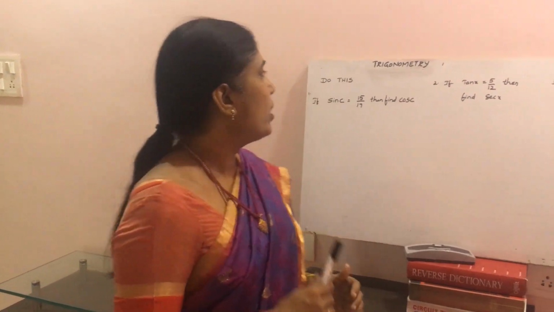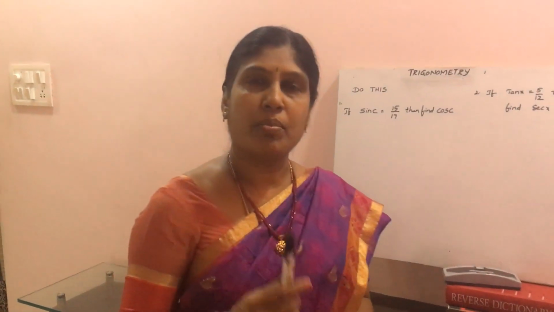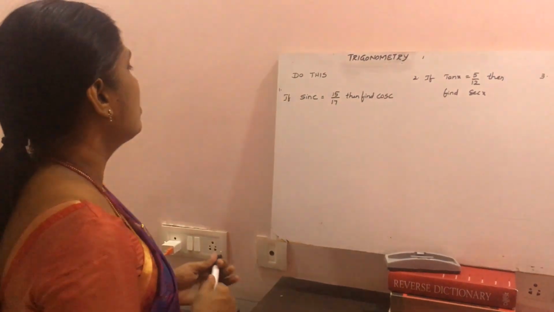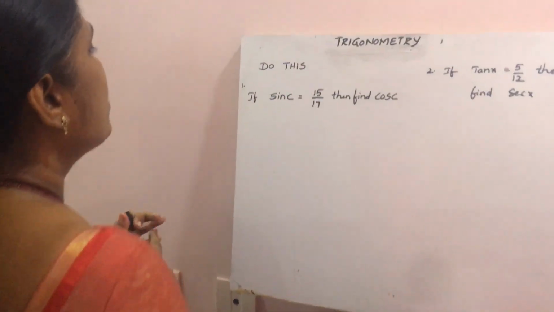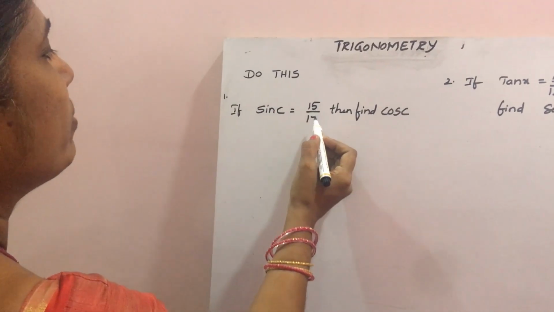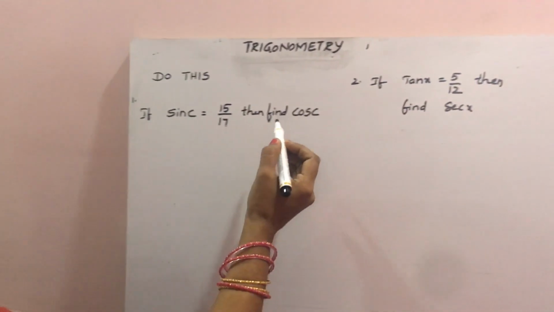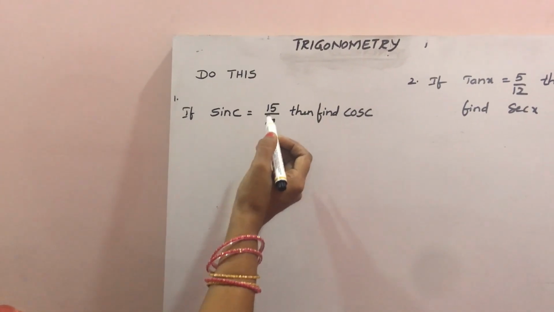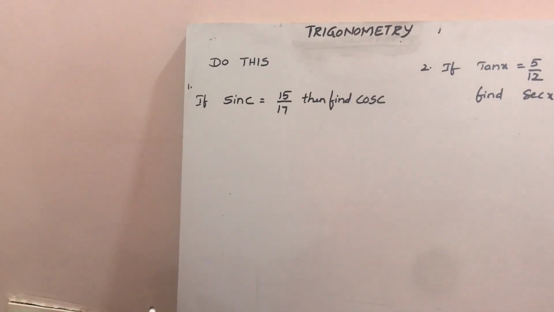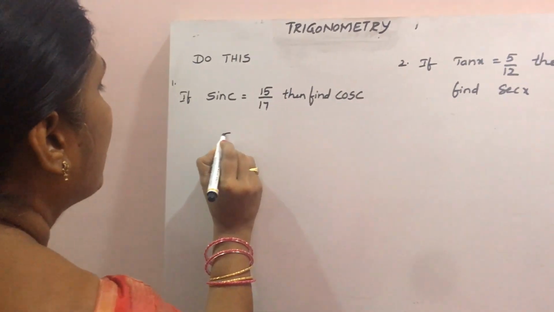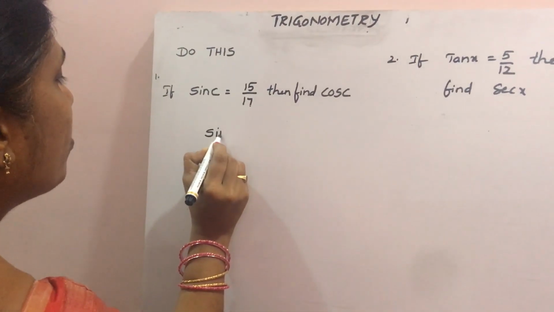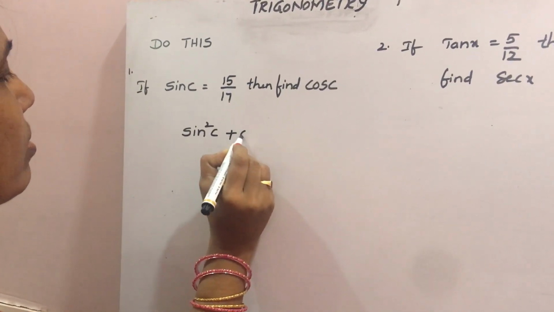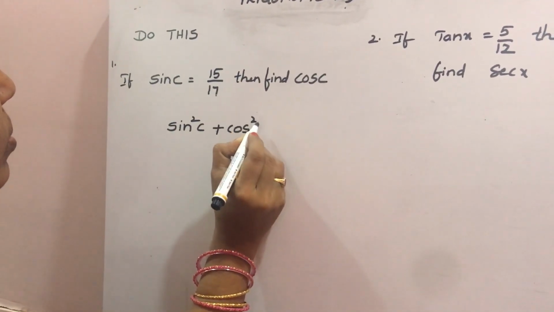Here, we are going to solve some problems using trigonometrical identities. See the problems. First one is, if sin C is equal to 15 by 17, then find cos C. Here sin C is given, we have to find out cos C. For that, I am using the first trigonometrical identity, that is sin square C plus cos square C is equal to 1.